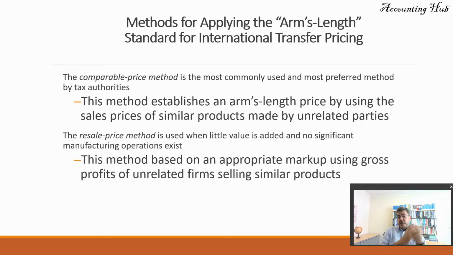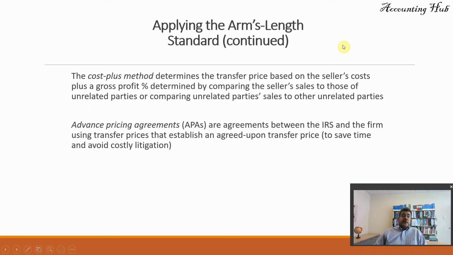I am in country A, selling a component to country B. How is this transfer price set? By not the same price, but a comparable price in country B. Resale price: this method is based on an appropriate markup using the gross profit of unrelated firms selling similar products. So, what is the average markup from gross profit? That will be our method. The third one is the cost plus method: cost plus a markup, so cost plus a gross profit percentage.